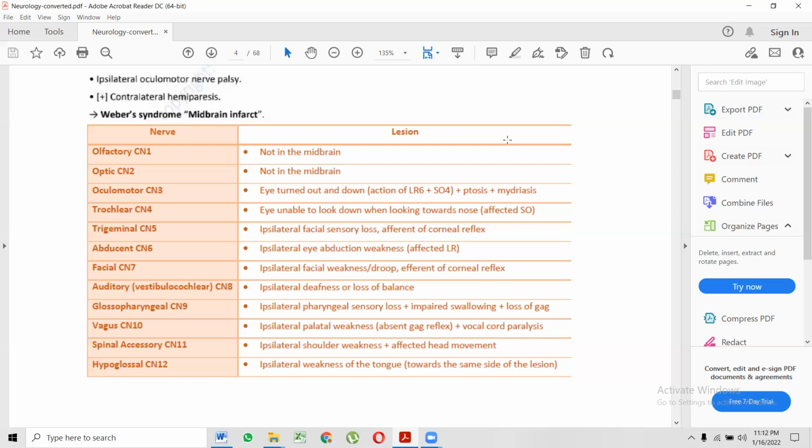Sir, mydriasis is dilatation of the pupil. Yes, okay. The oculomotor nerve supplies the parasympathetic nerves to the pupil. The normal function of the parasympathetic nerve is pupillary constriction. Any other question?